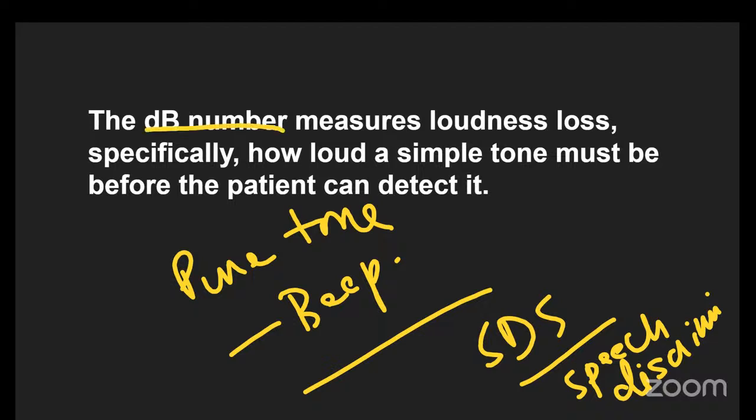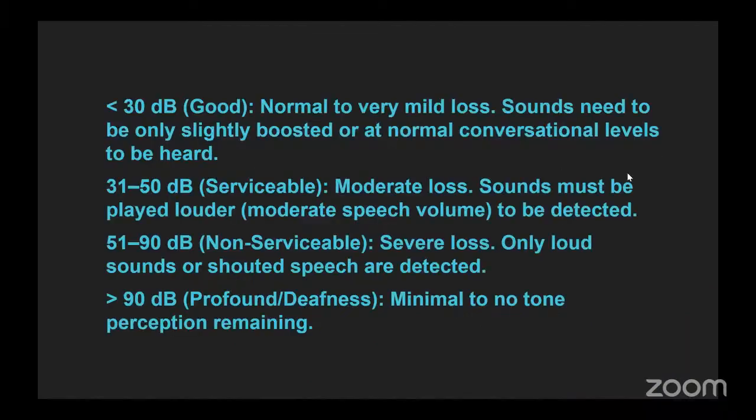So, what is this dB number going to signify? This decibel value means the total loss, it simply means the loudness loss: how loud a simple tone must be before the patient can detect it. So if the loss is less than 30 decibels, it is good. It's normal to very mild loss, and sounds only need to be slightly increased in volume, more than normal conversation levels, to be heard. 31 to 50 decibels means serviceable.